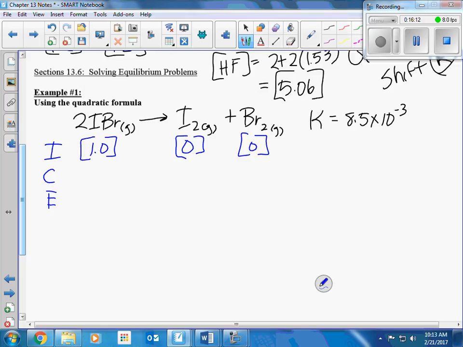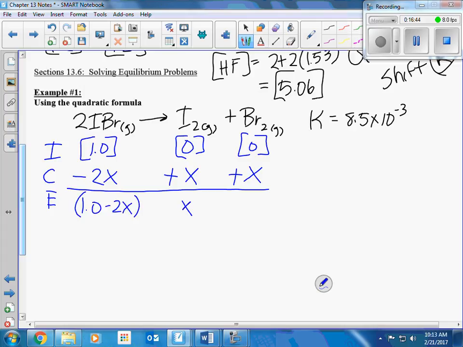So is the left-hand side going to decrease? So this is going to be minus what? For the change, minus 2x. Why is it 2? Because of the coefficient out in front. Okay, so minus 2x. And then what's the other side going to build up by? Positive x, positive x. And those are x because the mole ratio in front of them is 1 to 1. All right, so then I can write my expression. So it's going to be 1 minus 2x, and this is just going to be x and x.